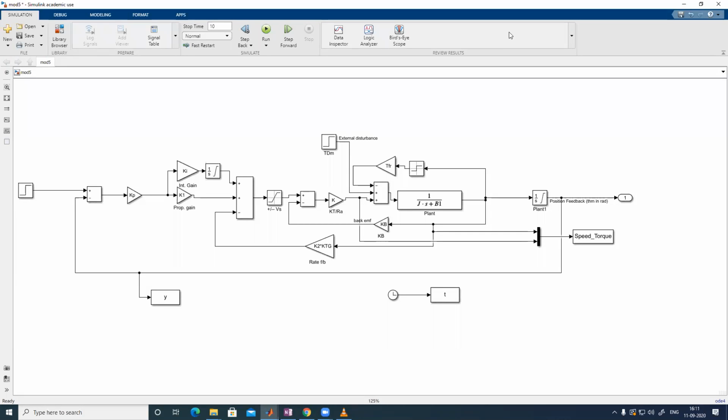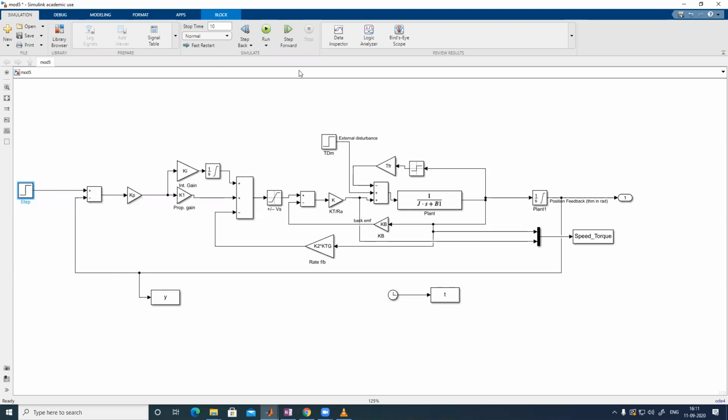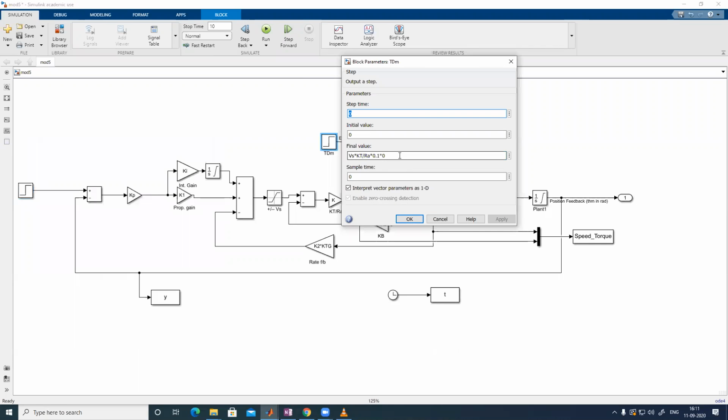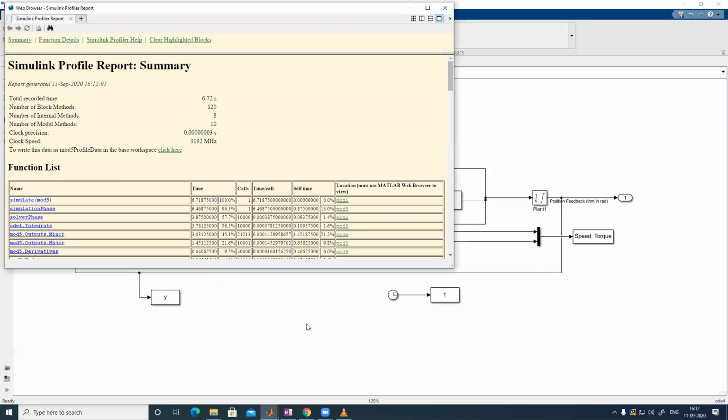So how are you calculating your input here? Step time is 0, initial value is 0, final value is t time limit. Yes, sir. And you run it, and the response you will get. The disturbance input is 0, final value is 0. Then you run it and plot t comma y. The configuration parameters are changed now. Then you can plot it.